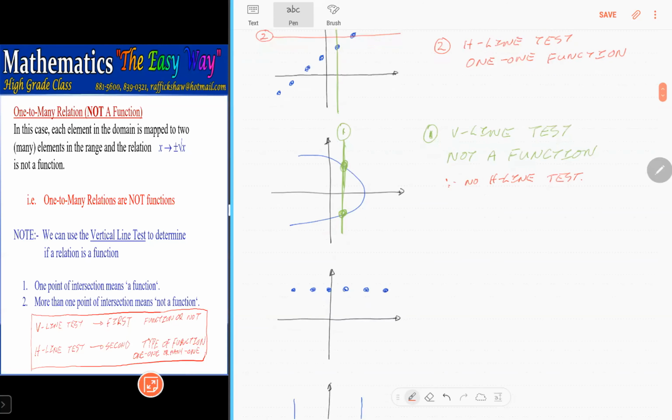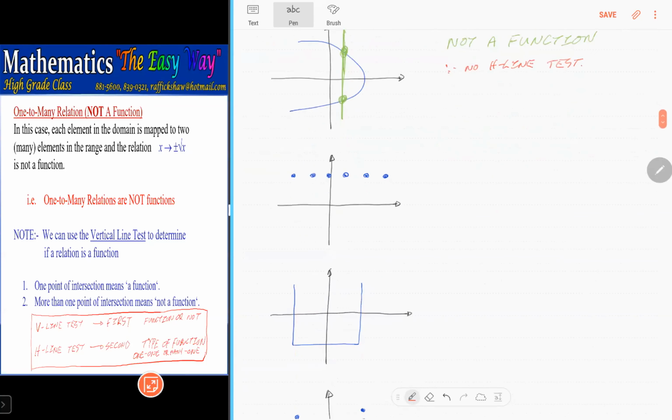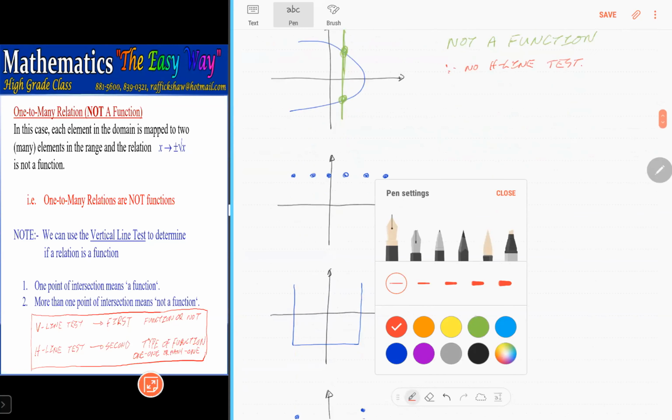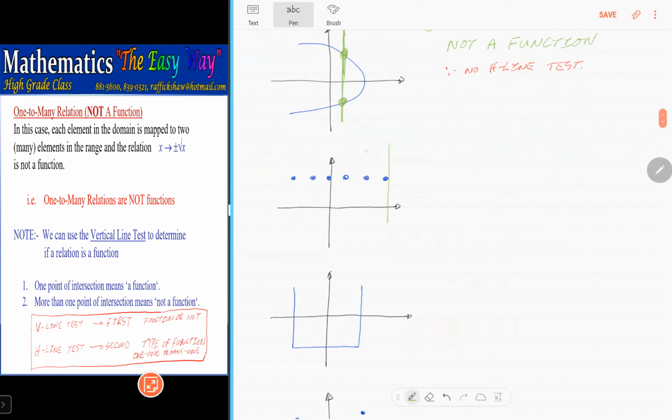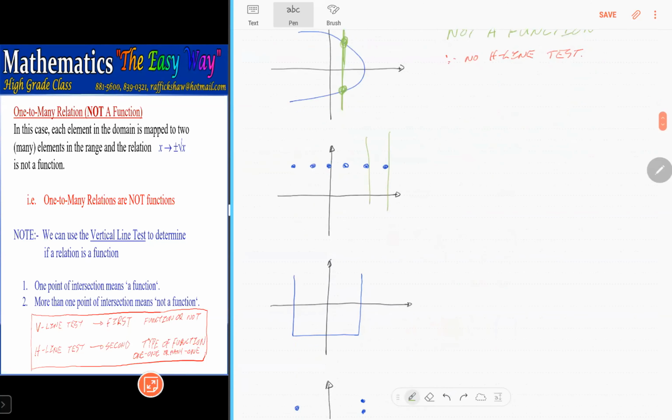All right, talk to me now. This one down here, what does it look like? Can anybody just look and tell me what I think it is? Many to one function. Brilliant. Because any vertical line I draw will intersect only once. So we can go look faster now.